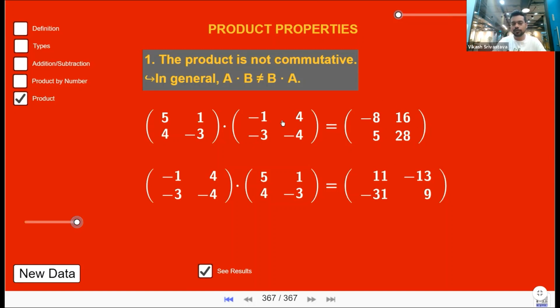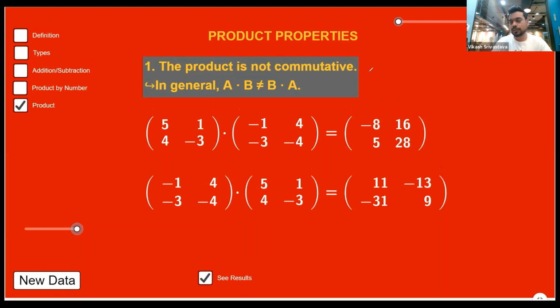But if I move this matrix to the left hand side and this matrix to the right hand side and multiply them, my resultant matrix, as you can see, is not equal. When we say that two matrices are equal, only if their corresponding elements are equal will we say that those two matrices are equal. Let me just write. In fact, I should write: two matrices are said to be equal.